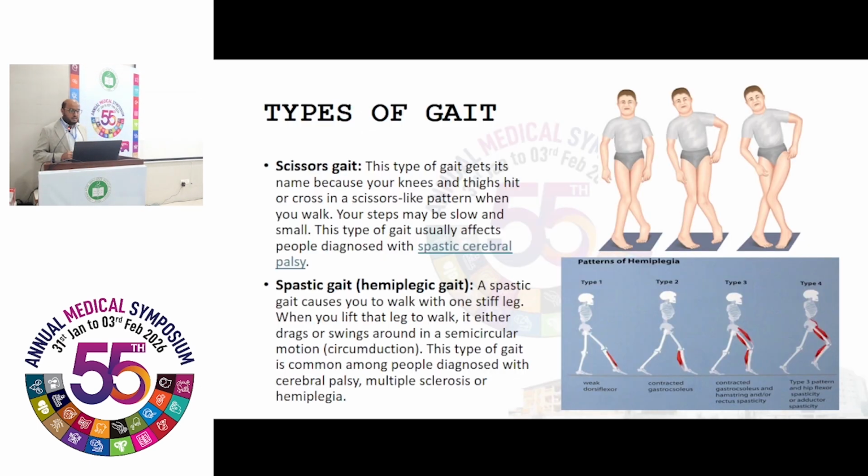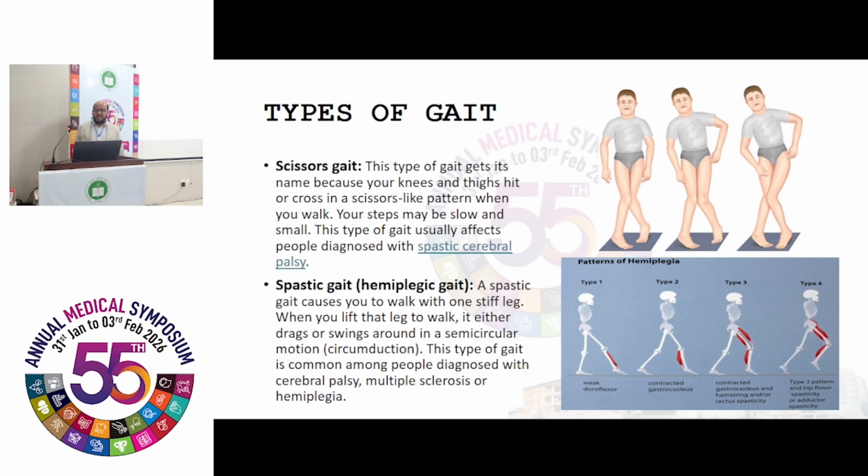The type of gait that is common is scissor gait. In scissor gait, usually there is a problem in the hip and knee. The common reason is a tightness of the adductors, and the step may be slow and small. This type of gait usually affects people diagnosed with spastic cerebral palsy.